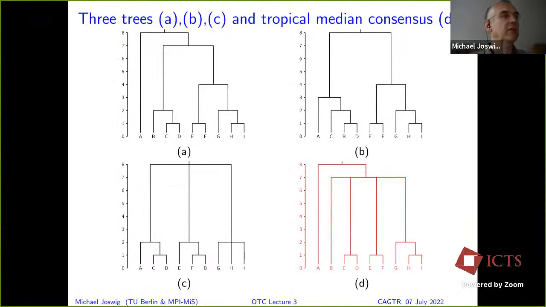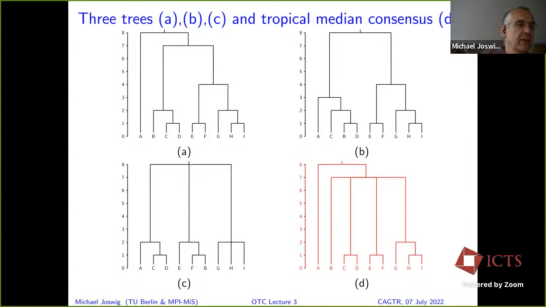So here are three equidistant trees, the three black trees, A, B, and C. You see the root at the top, and the axis on the left measuring distance. You see the distance from the root to each leaf is exactly 8. And you have altogether 9 leaves. These could be 9 species, and they occur in different orders. So we have 3 different trees, which can come from various ways to construct trees for given data.